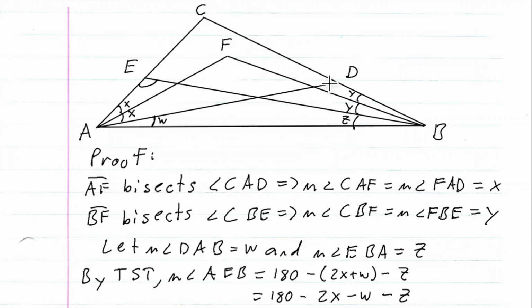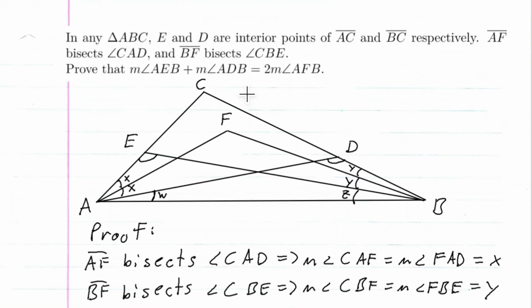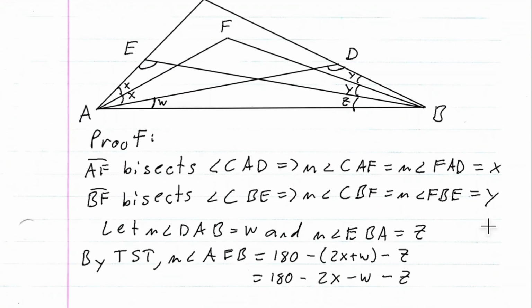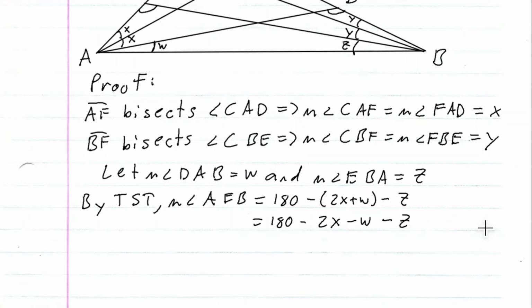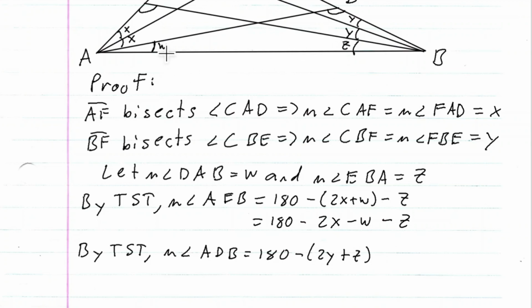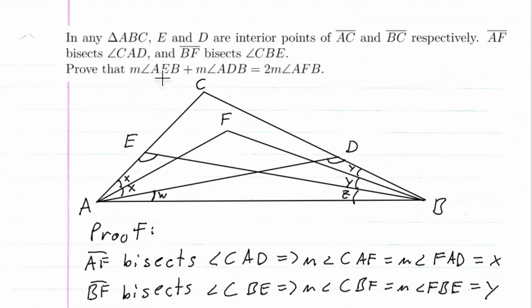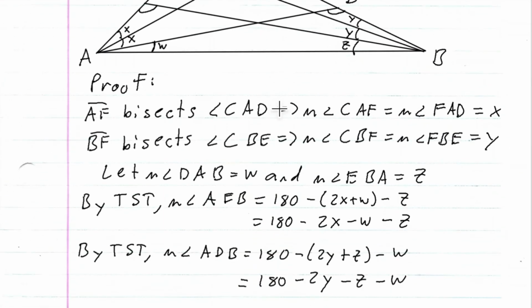We're going to do the same thing for this angle here, labeled ADB. By the triangle sum theorem again, the measure of angle ADB is equal to 180 minus (2y plus z plus w), which is equal to 180 minus 2y minus z minus w. They want us to find the sum of these, so let's look at the sum.